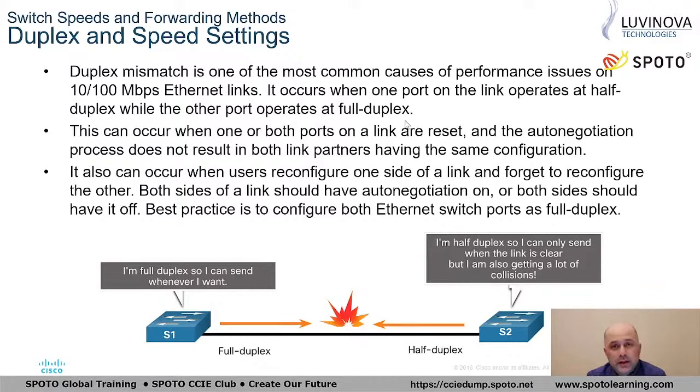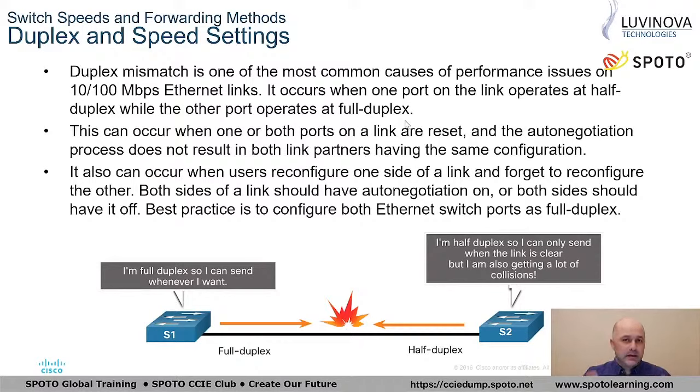So before you start using the communication channel between both devices, you must ensure that they are using the same duplexing. The auto negotiation process does not always result in both link partners having the same configuration, so you just need to do it manually. It also can occur when the user reconfigures one side of the link and forgets to reconfigure the other side of the link.